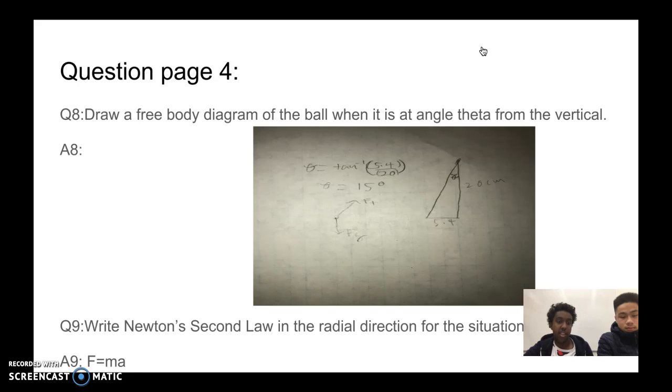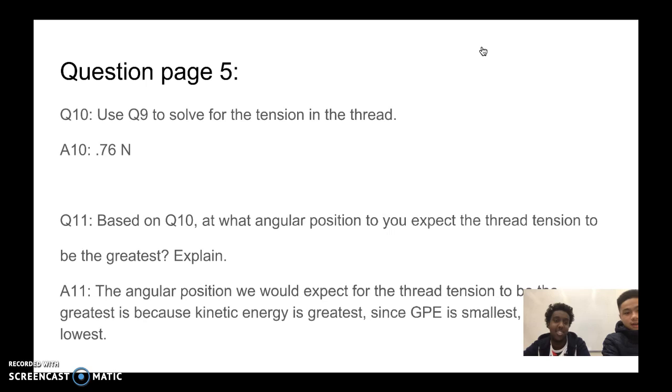Question number 9 asked us to write Newton's second law for question number 8. We said the answer would be F equals ma. And then to use Q9 to solve for the tension in the thread, we found 0.76 newtons by using the tension equation. And based on Q10, at what angular position do you expect the thread tension to be the greatest?